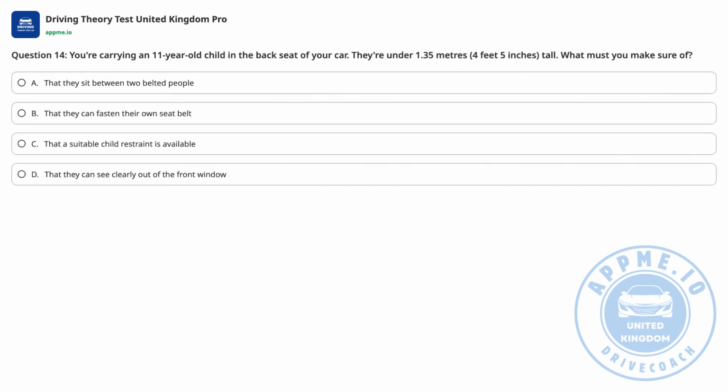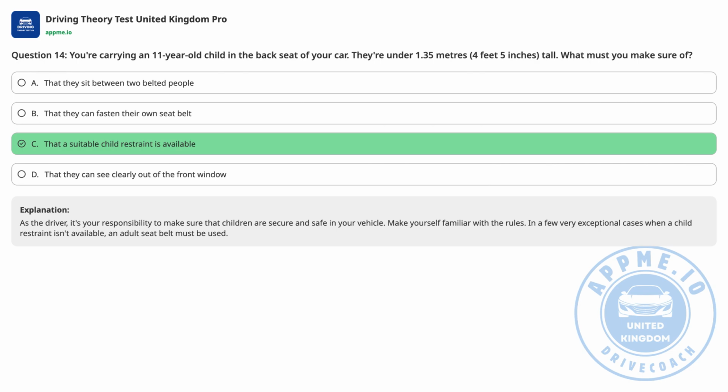Question 14. You're carrying an 11-year-old child in the back seat of your car. They're under 1.35 meters, 4 feet 5 inches tall. What must you make sure of? A. That they sit between two belted people. B. That they can fasten their own seatbelt. C. That a suitable child restraint is available. D. That they can see clearly out of the front window. The correct answer is C.